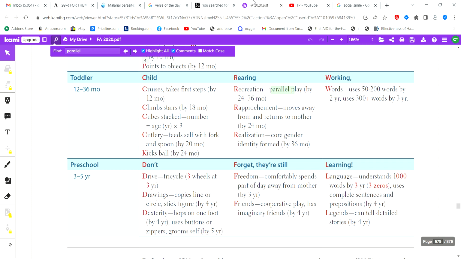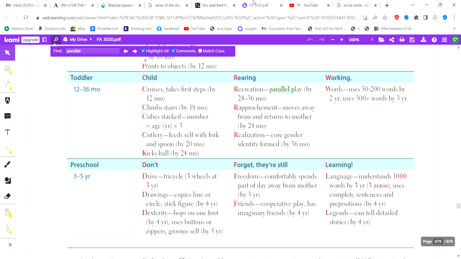The kid climbs the stairs by 18 months old. The cubes stacked: the number equals the age times 3. Cutlery: feeds self with fork and spoon by 20 months. Kicks the ball by 24 months. Recreation: parallel play by 2 years, 24 to 36 months. Rapprochement: moves away from the mom and returns to mom by 24 months. Realization: core gender identity formed by 36 months. Words: the kid uses 50 to 200 words by 2 years, and then 300 words by 3 years.